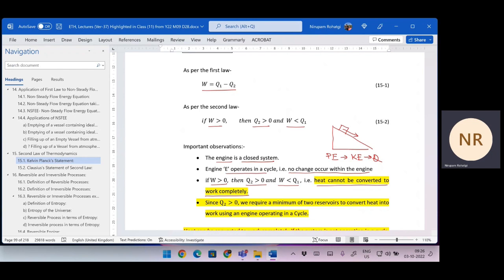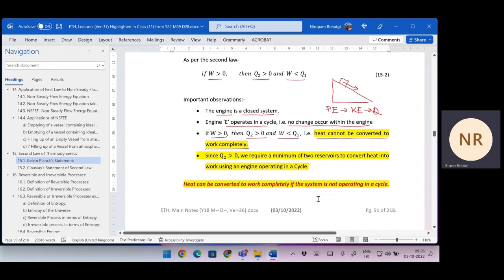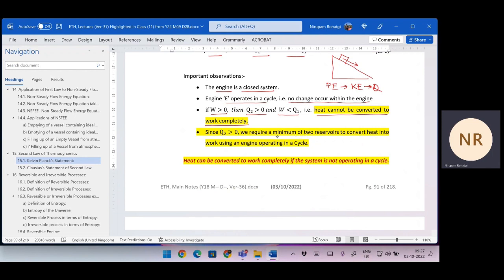The reverse conversion is not possible 100%. Q cannot be converted to work completely. This is what the second law is saying. You have to necessarily reject part of the heat to a cold reservoir, which means that these two are not the same. Heat and work are not the same. Okay. Now, we have already talked about it with a great emphasis that a minimum of 2 reservoirs are required. Okay.